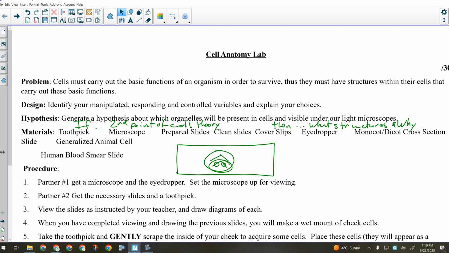So the order we're going to do that in is plant, animal, and then cheek. And then you can look at blood when you're done that. Okay. It says toothpick on here. I can't remember if I changed that on yours or not. It's not toothpick anymore. I used to have people scrape the inside of their cheek with the toothpick, but I had too many people piercing their cheek with the toothpick.